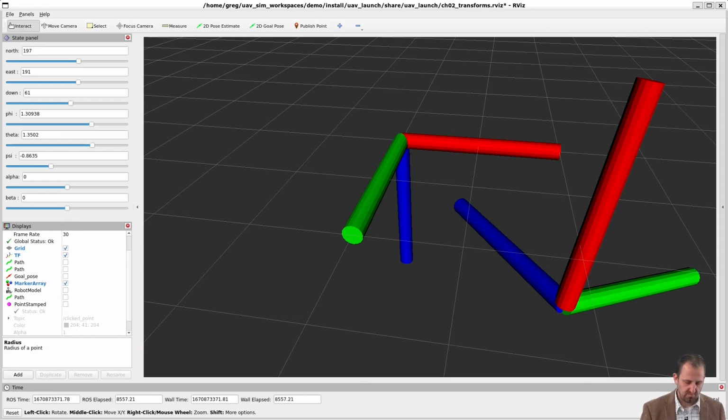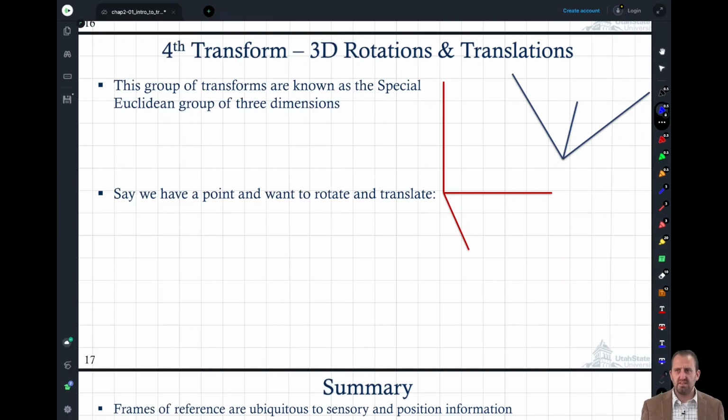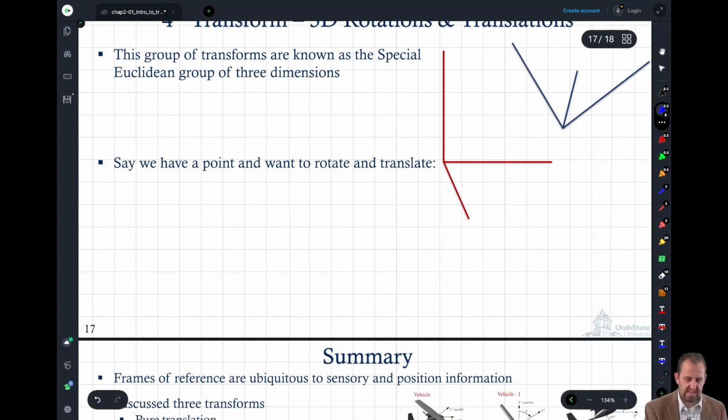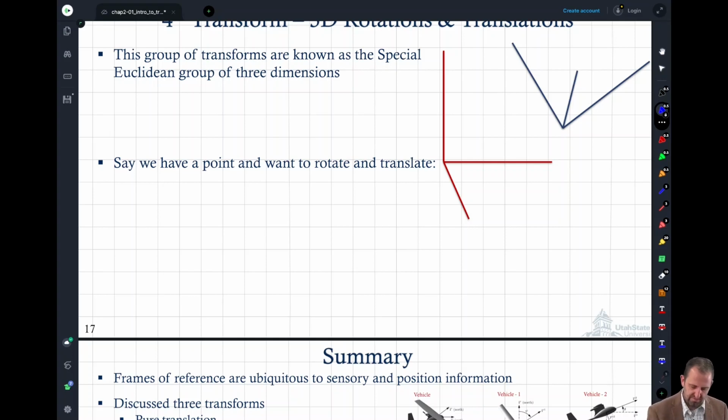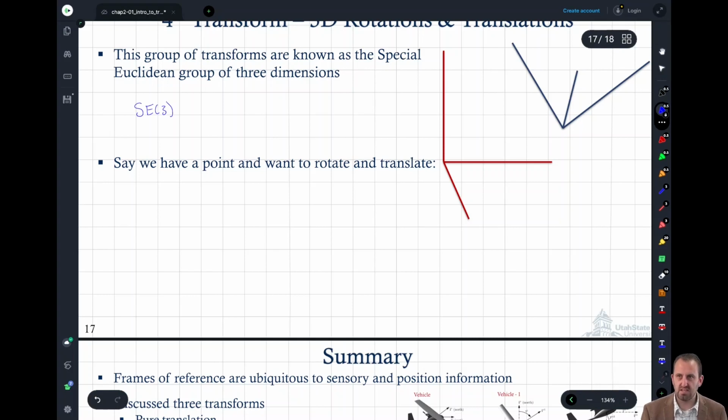Okay, so moving back, now we have this 4th transform, and for now we're gonna take the easy way out, because for this class we're really not going to be playing with this very much. But let's talk about it just a little bit. We have this group, we say this is SE3. So instead of the special orthogonal group, we call this the special Euclidean group of 3 dimensions.